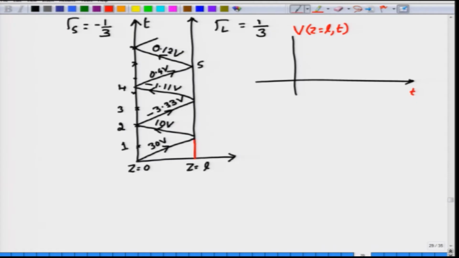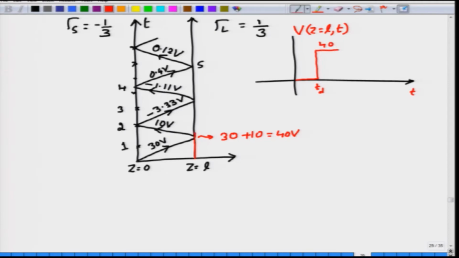I clearly see no voltage until we hit t equal to Td. So, the voltage will continue to be 0 until you hit t equal to Td, at which point the total voltage will be the incident voltage, which is 30, plus the voltage which has been reflected off, which is 10 volt. So, total voltage will be equal to 40 volt. So, at Td the voltage jumps up to a value of 40 volt.